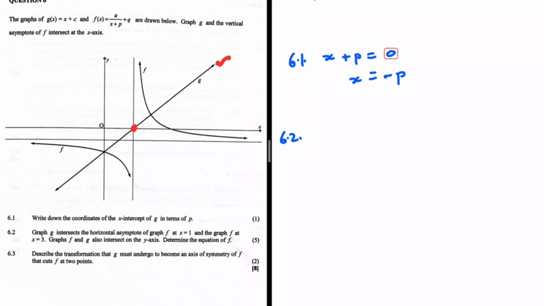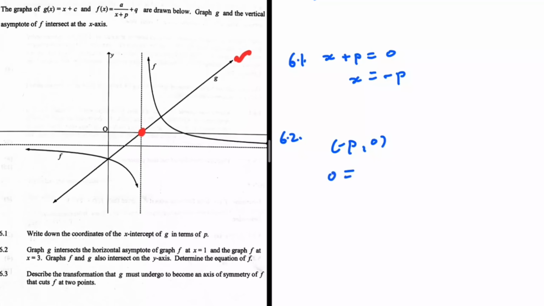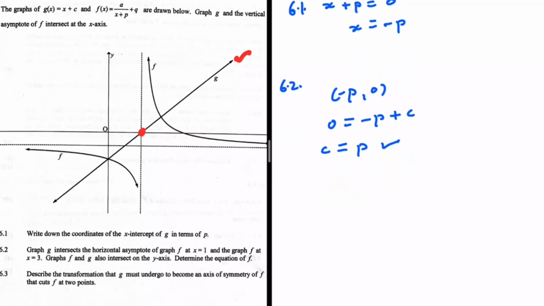So let us start. First things first, let's use what we got in 6.1. We know that the coordinate where I've placed the dot there is minus p and 0, because it's the x-intercept where y is equal to 0. So let's substitute it into g of x. If we do that, we get 0 equals minus p plus c. So clearly c is equal to p. So we've used 6.1 to deduce that c is equal to p. Okay, we've used that piece of information. So there we go. Piece of information used.